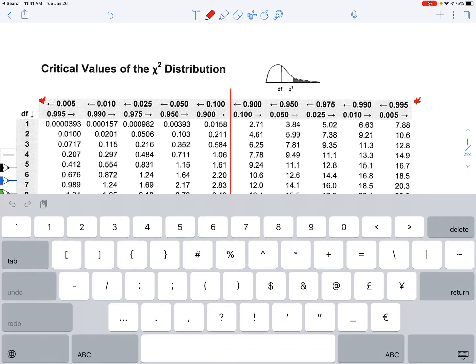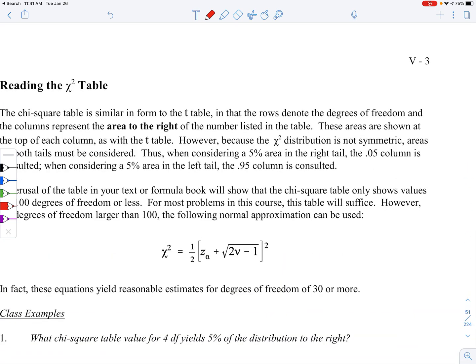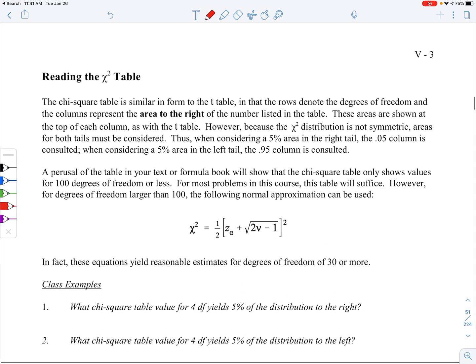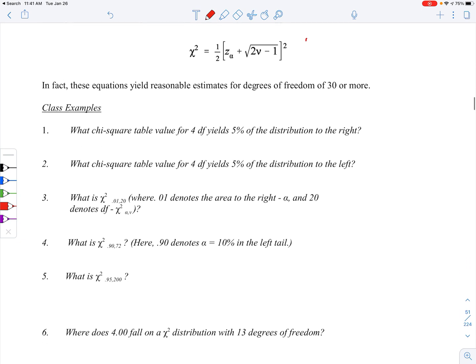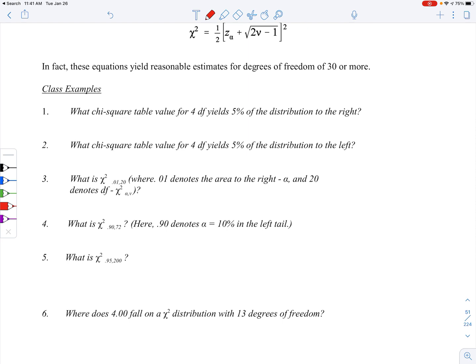So given that, let's go and calculate some probabilities here. And so I'm going to go back here to, let's see, page 51. And we will get to this particular formula right here a little bit later. But let's take a look at how we do this here. So what is the chi-square table value for 4 degrees of freedom, yielding 5% of the distribution to the right? Let's draw a little picture of that. So I'm going to draw always a chi-square distribution as being skewed like that. And what I always do is stick in here your degrees of freedom in the middle. So it's going to be 4.